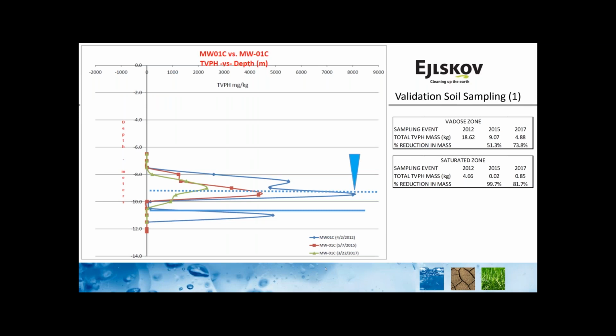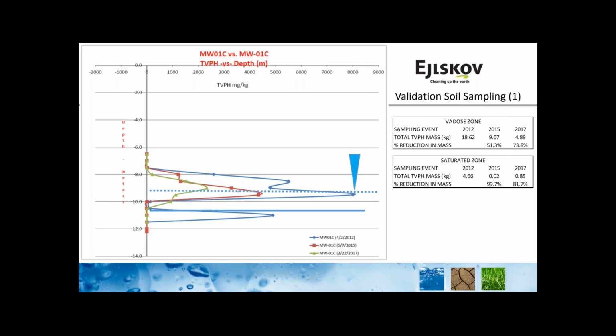So here's a site. This actually comes from Denmark. And what you're looking at is your total volatile petroleum hydrocarbons concentration across the top. Then vertically, you're looking at depth below ground surface. In 2012, samples were taken and they followed the blue line. And you can see the peak underneath the blue triangle of concentration. So you got about 8,000 milligrams a kilogram total volatile petroleum hydrocarbons at that time in 2012.